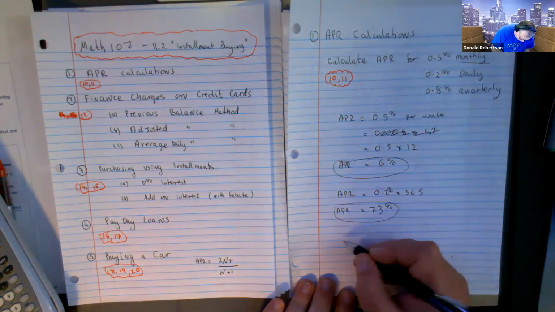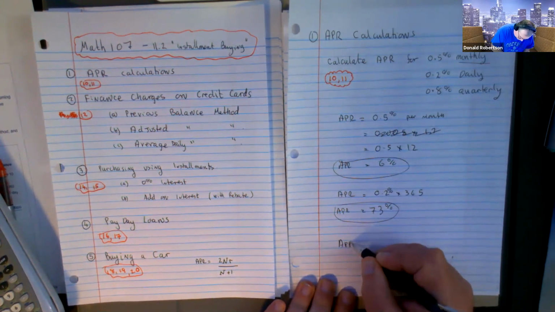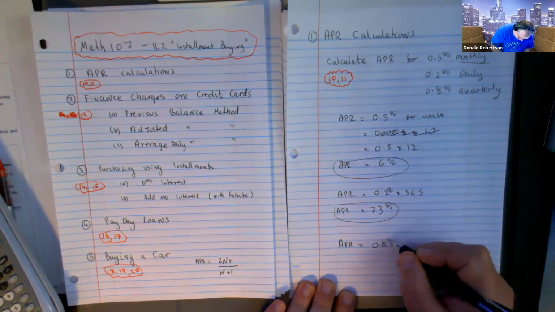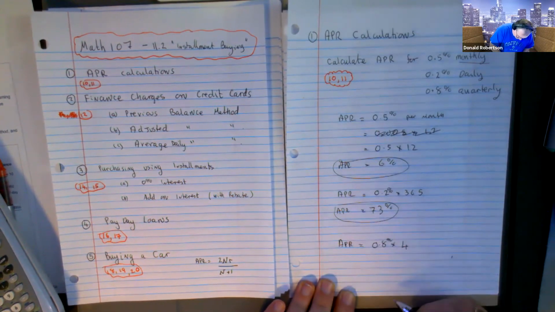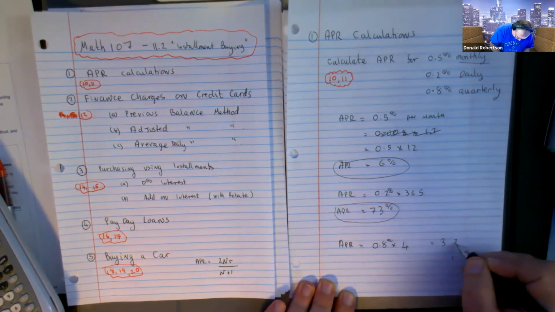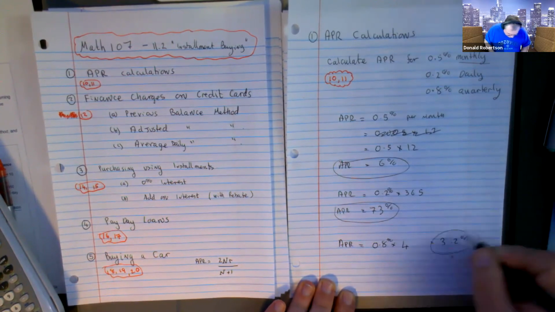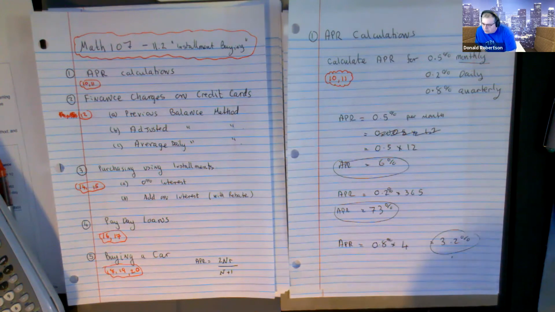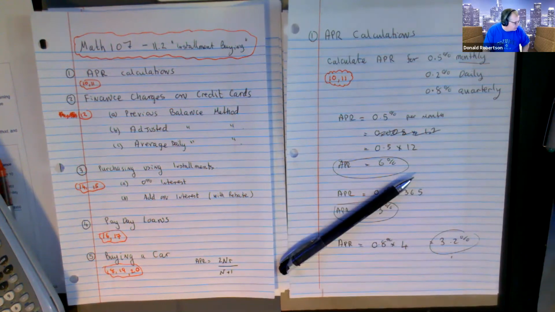And the third one I've got is quarterly, just to show you can do that. So you could be 0.8%, sorry, and you're doing it quarterly, so it's 4. So the answer is 3.2%. Are we comfortable with those types of questions then? They're pretty easy to do. You just have to interpret what they're asking.